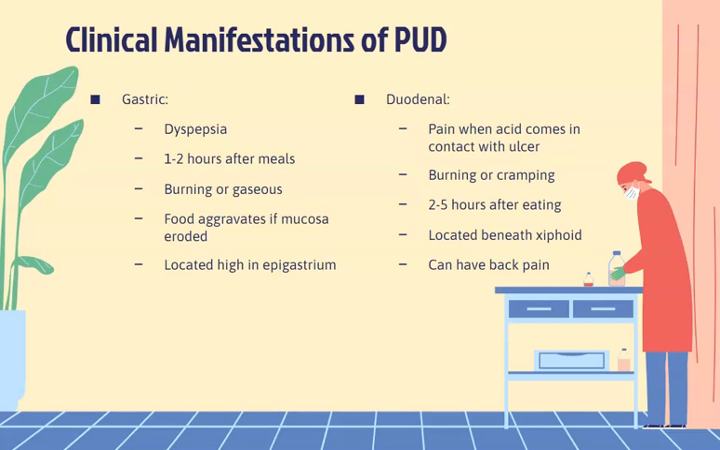Your duodenal ulcers, the duodenum is that part of the bowel that's pretty much right connected to the stomach. That is when acid actually comes in contact with the ulcer. You can have burning or cramping associated with that. This is several hours after eating. So the gastric ulcers, that's when the food is still in the stomach, and that's when it's going to be irritating. The duodenal ulcers will have pain 2 to 5 hours after eating, when that food has entered into the duodenum.